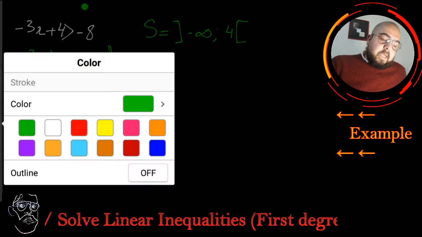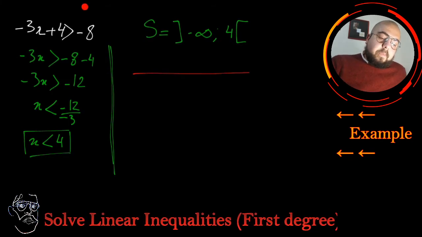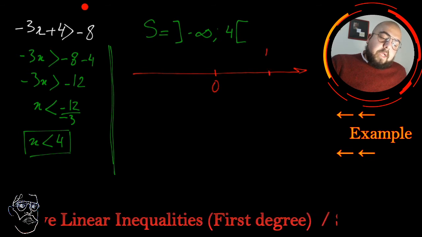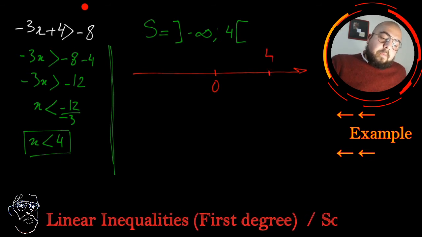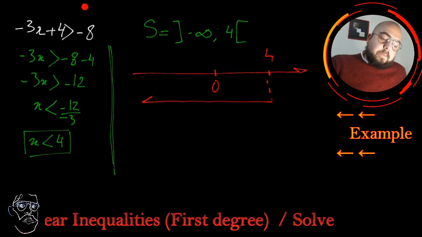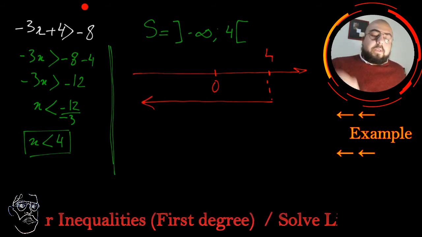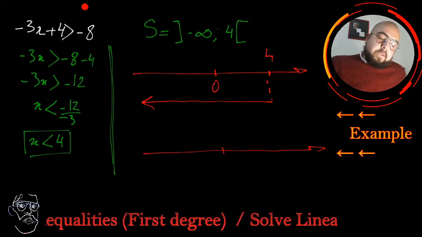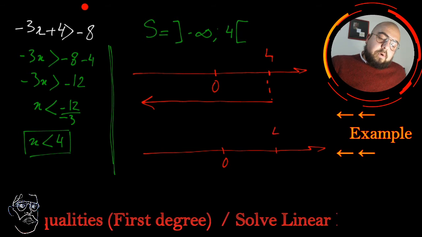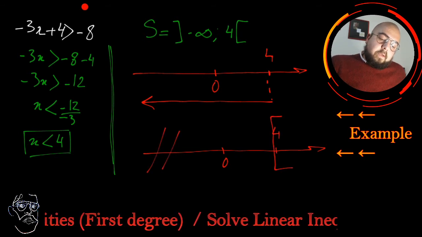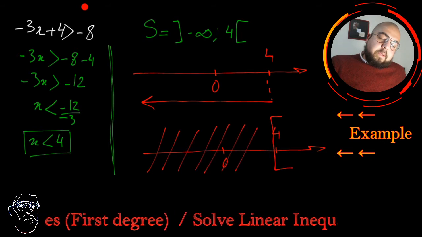How do I represent it on the axis of abscissa? Again, this is 0. Let's say this is the value of 4. So from minus infinity to 4, this is the part which could be considered as a solution. Or simply I can draw it in this way. So this is 4, and then this will be the shaded part until 4.